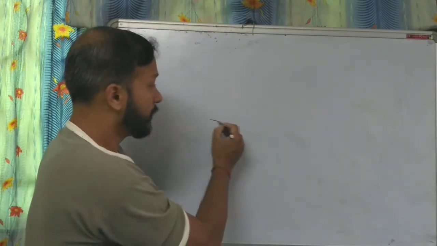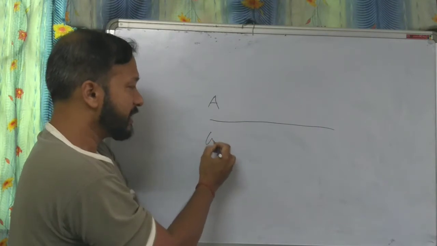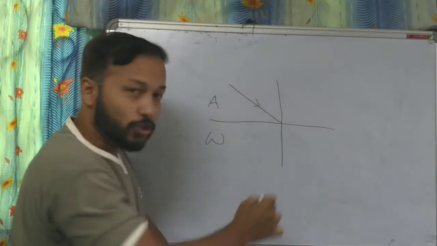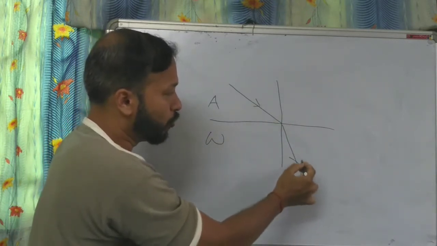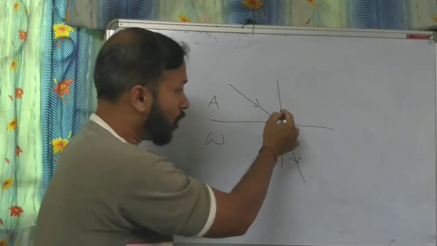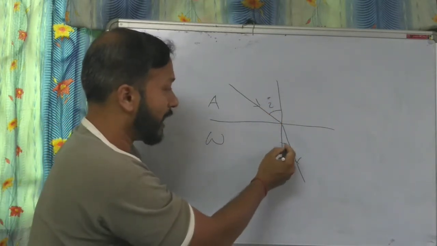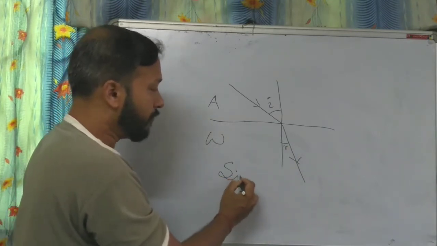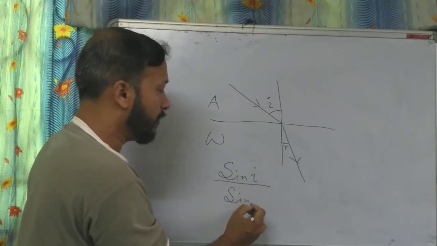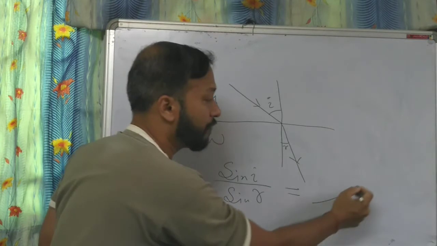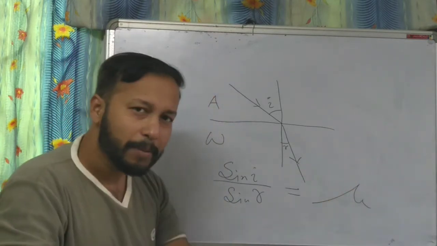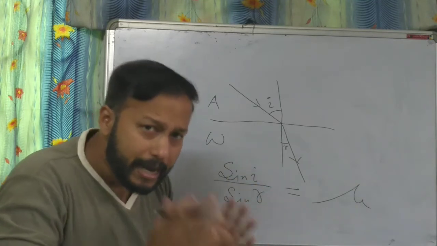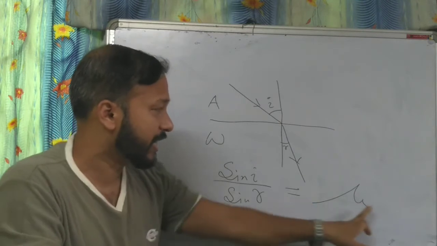And we have also seen refractive index. This is a medium, say A, this is W, air and water. Light is going from air to water. This is the normal and it moves towards the normal. This is called the angle of incidence and this is called the angle of refraction. And we have discussed that the sine of the angle of incidence by the sine of the angle of refraction is the refractive index. Mu is the symbol of refractive index.